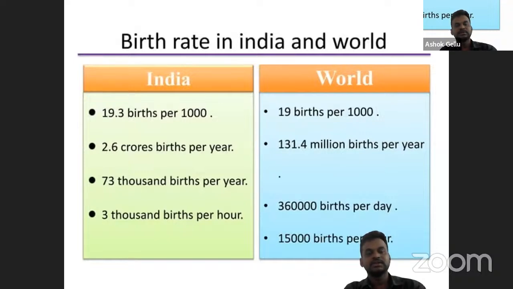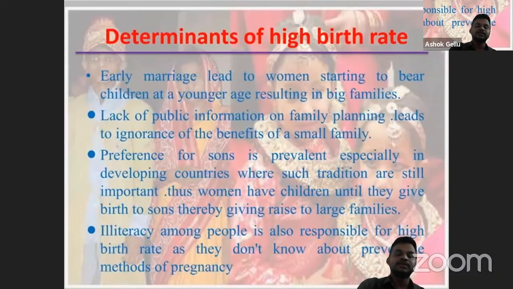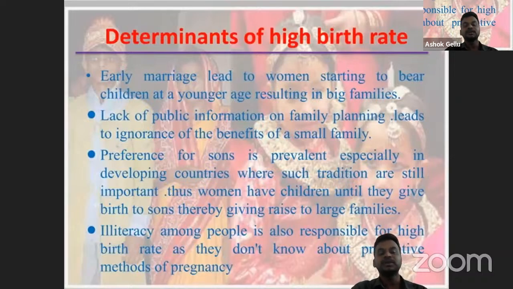360,000 births per day in the world. Determinants of high birth rates. What are the determinants?